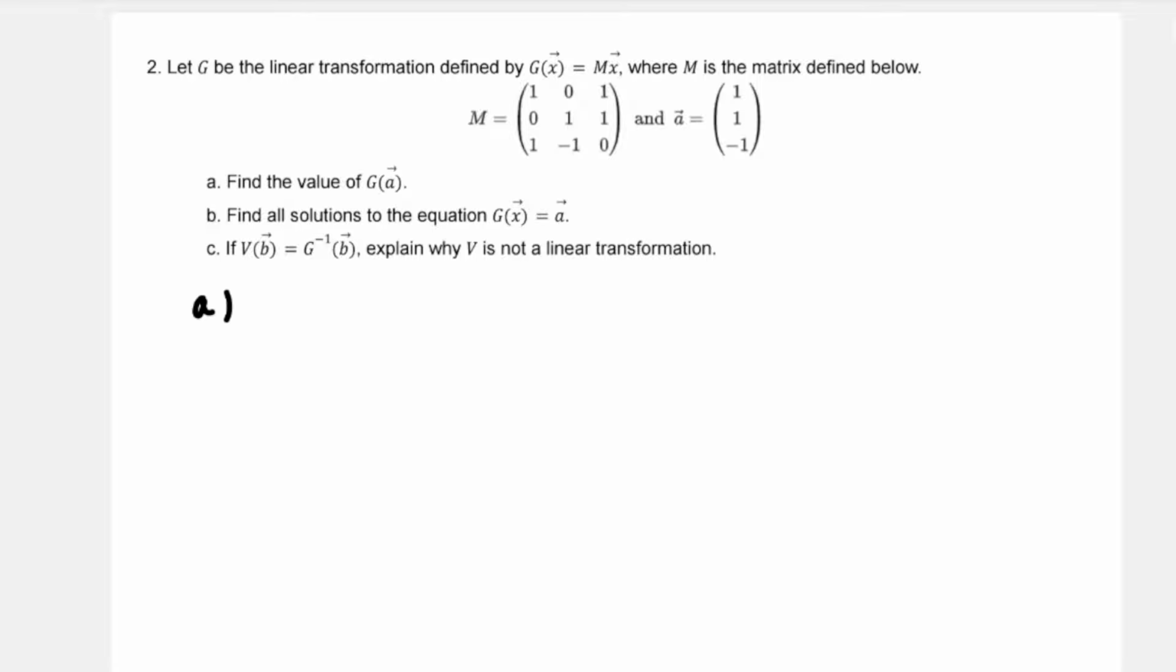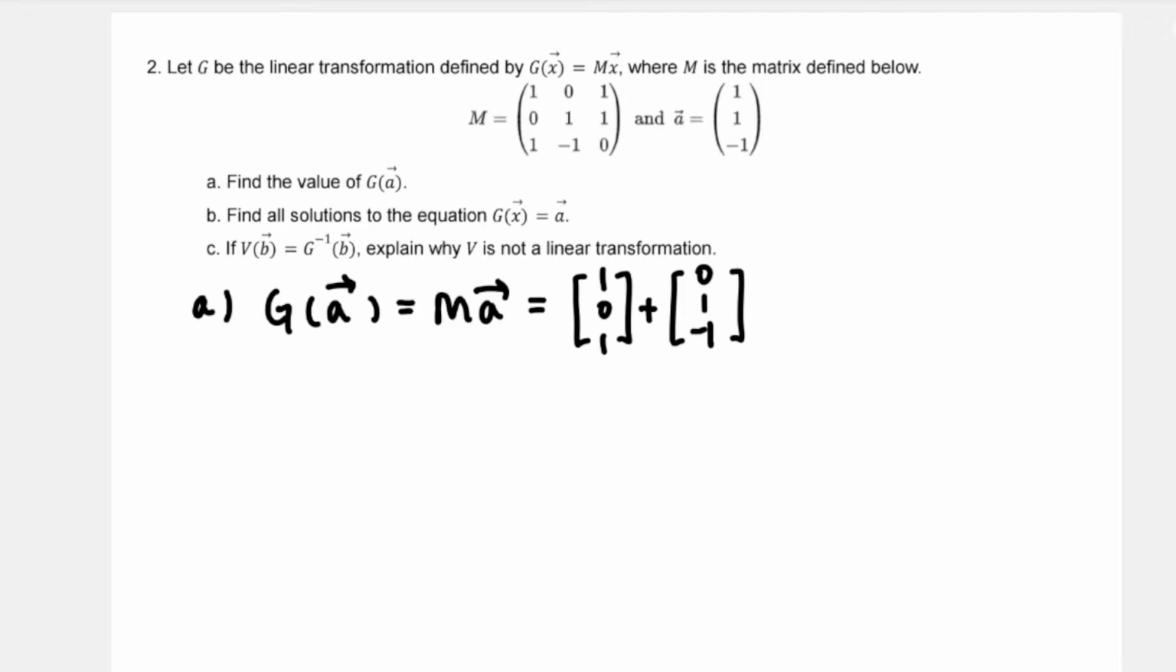Okay, so g of a, it says that's M times a, and so M times a would be 1 of the first column of M plus 1 of the second column of M minus 1 of the third column of M, and that's going to give me the 0 vector back.